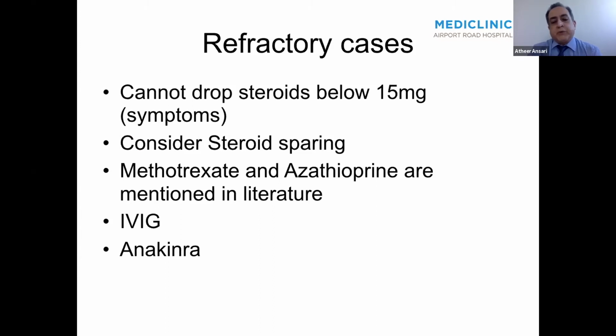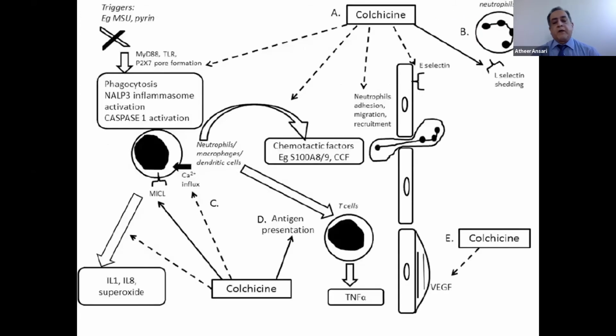So what do we do? Isn't the guideline saying to offer methotrexate? And why methotrexate in particular? Are we treating a lupus-like pattern? No. Methotrexate has interleukin-1 antagonist activity. That's why it came first in the guidelines, but at a later stage. Azathioprine has been mentioned in the literature; I'm not very fond of it. IVIG and anakinra are all being used in the literature.